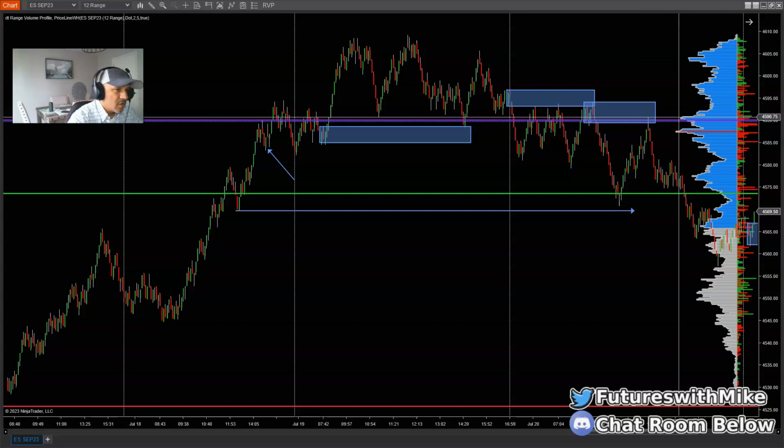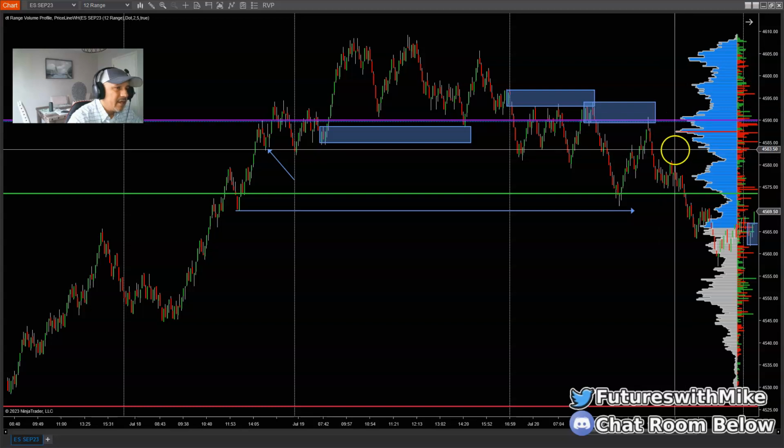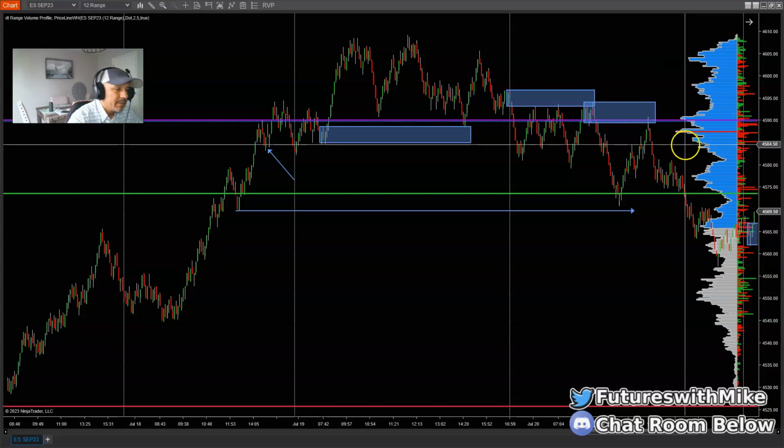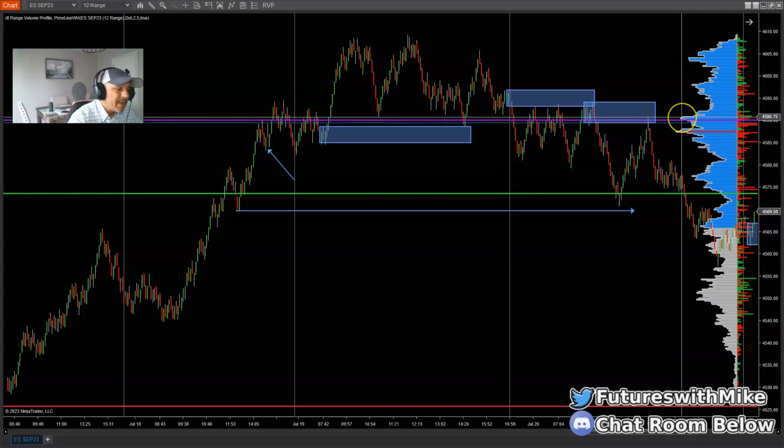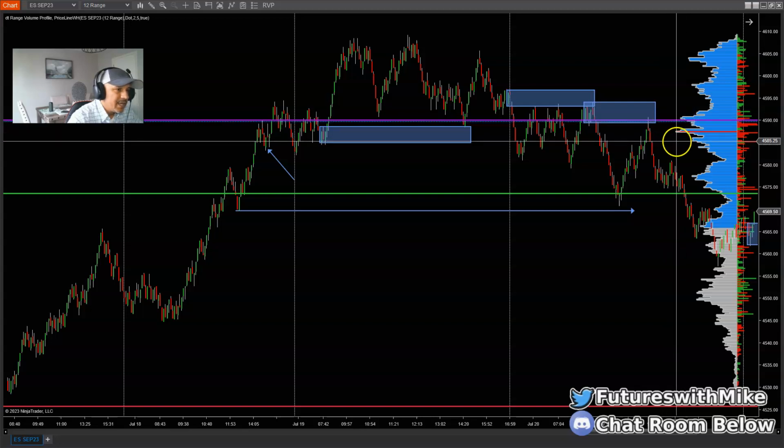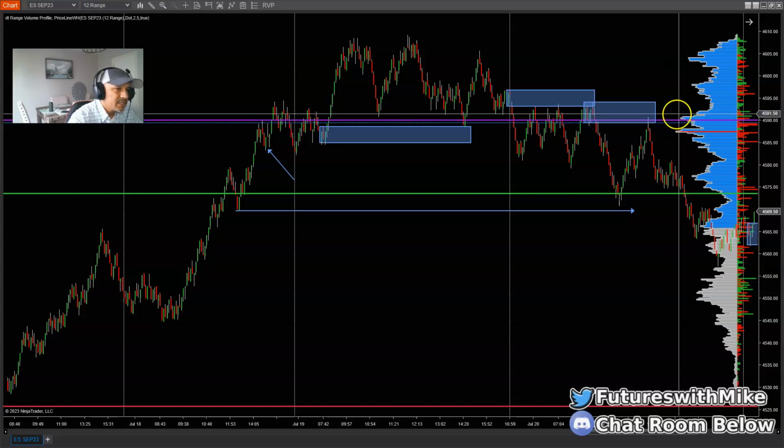Again, if you're going short on the volume profile, look to sell at the upper portion of the area of volume, not down here. You don't want to be shorting right here. You want to short the top edge of it, okay? You do not, again, want to be selling right here. Sell at the tops, all right? You ever hear the saying, buy the lows, sell the highs? That's what I'm talking about here.